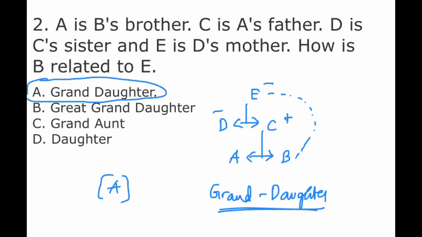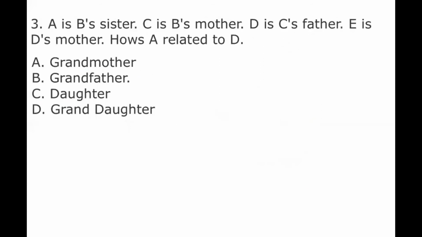Then, moving ahead. Read the third question. A is B's sister. Let's draw the same diagram. Because A and B are siblings, I'll use the double-edged arrow. Because A is the sister and she is a female, I'll use negative sign. Now, C is B's mother. C will be mother of both, and C will bear the sign negative.